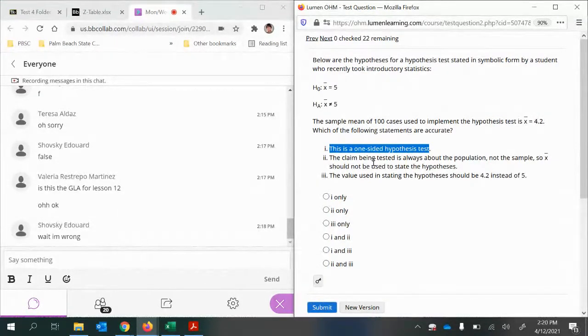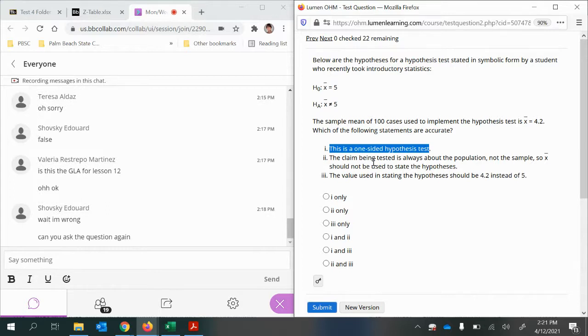Based on your participation exercises, what did you learn about how we know if we're doing a left-tailed test, a right-tailed test, or a two-tailed test? What do we look at? I need at least 3 people to answer. Sure, I can ask the question again. How can you tell, what have you learned in the lesson so far?